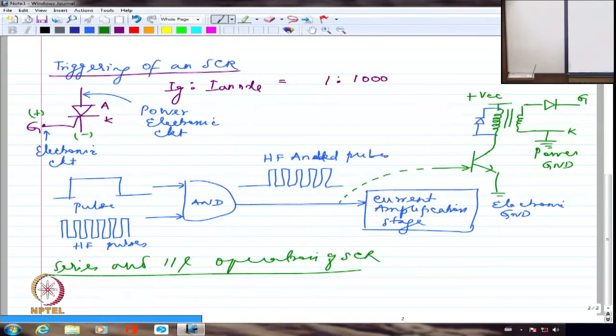Whereas in this case, if I just use a transformer, either you will amplify the voltage or you will amplify the current. You cannot amplify the power. The power is invariant, right, from the primary side to secondary side. So that's the reason why we use the transformer only for isolation, not for amplification.